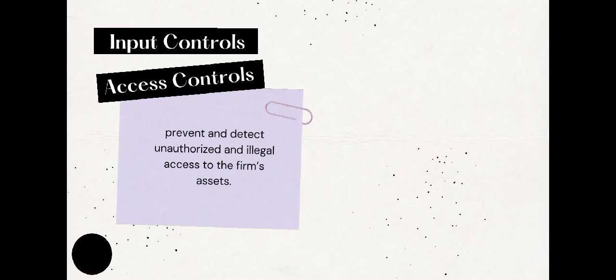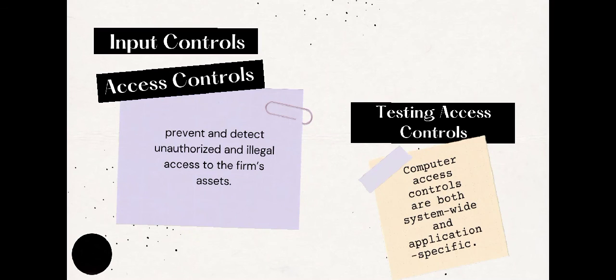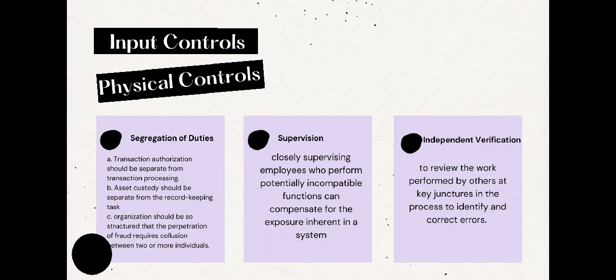Next is access controls, which prevent and detect unauthorized and illegal access to the firm's assets. So testing access controls answers almost every assertion. Access control over revenue cycle applications depends on effectively controlling access to the operating systems, the networks, and the database with which they interact. The last input control is the physical controls, which comprise the segregation of duties, supervision, and independent verification as shown.